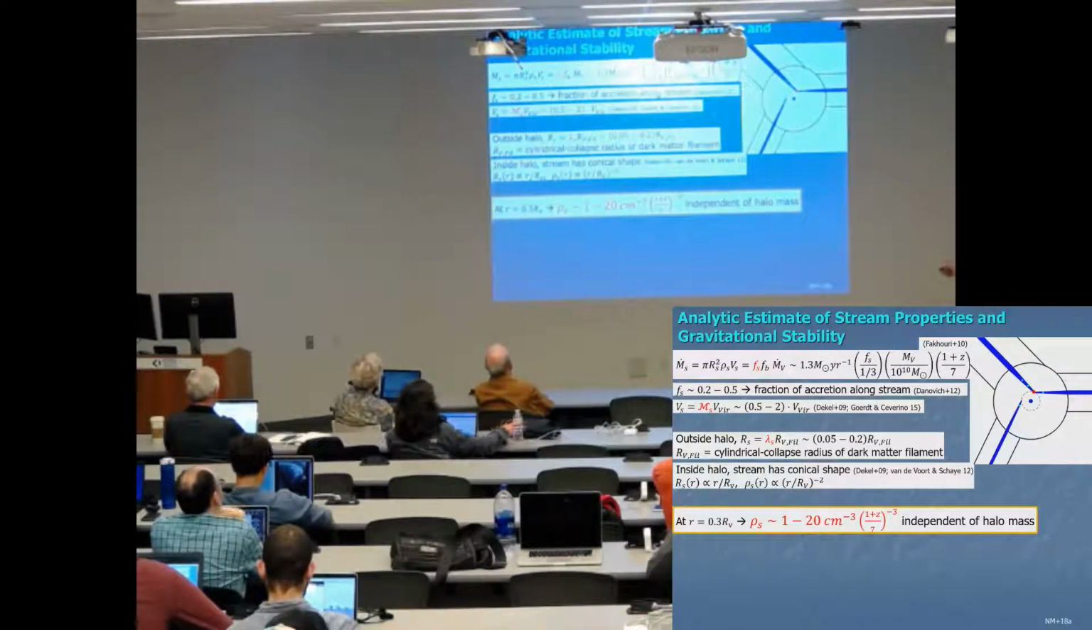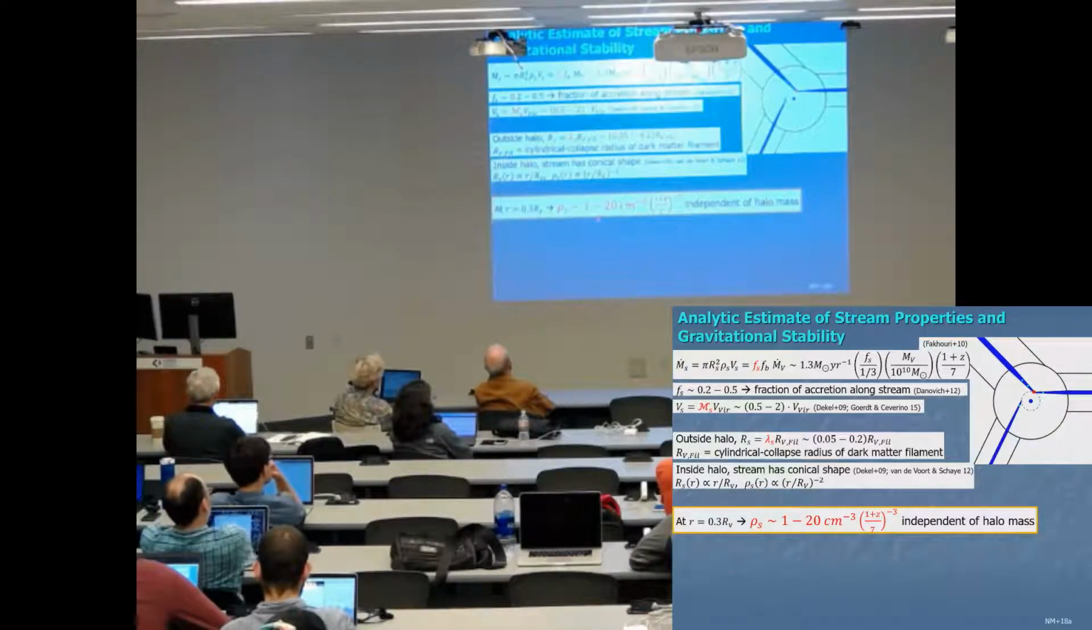If you go through the model, at very high redshift, at redshift 6, depending on three free parameters, which are the accretion rate on the stream, the velocity of the stream, and the size of the gas stream with respect to the size of the dark matter filament, you can get central densities in these streams between 1 to 20 atoms per cc, which is pretty high, a lot higher than you expect to find in the CGM.